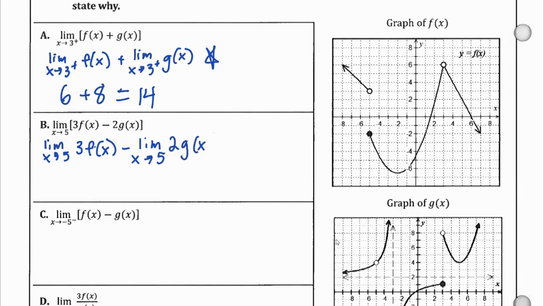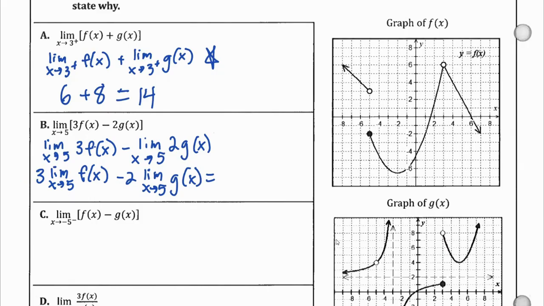Now, this is still not simplified enough. We want to simplify it all the way down until we're just working with a limit of g of x or a limit of f of x. So in order to do that, we need to take the coefficients out front. So we do 3 times the limit as x approaches 5 of f of x minus 2 times the limit as x approaches 5 of g of x. Now, if you can do that all in the same step to get to here, that's totally fine with me.